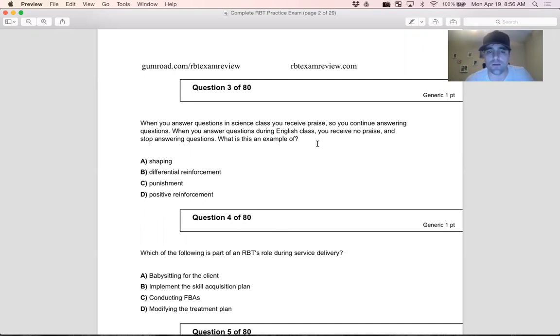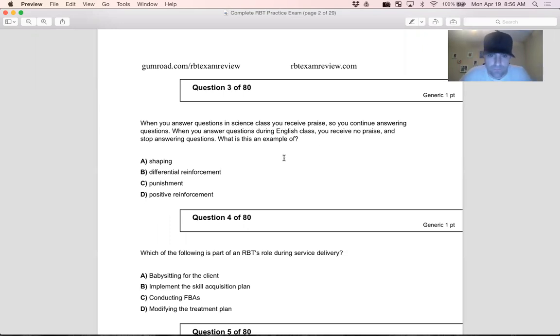Answering questions, okay? In one setting, in science, you answer a question, you get praise, you keep answering questions. What's happening? You're being reinforced. In English class, you answer a question, you receive no praise, so you stop answering questions. What's happening? Extinction. So when you reinforce behavior in one scenario and put the behavior in another scenario on extinction, what are you doing?